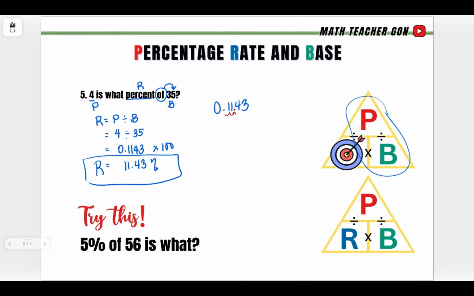Now, you may try this one. Comment down your answer for 5% of 56 is what?